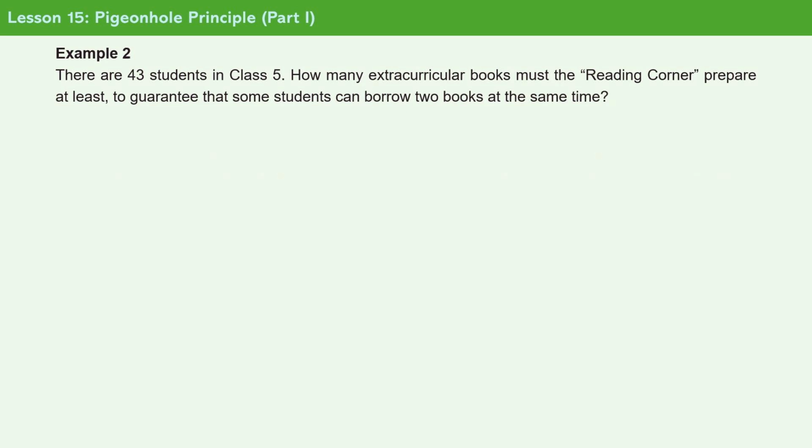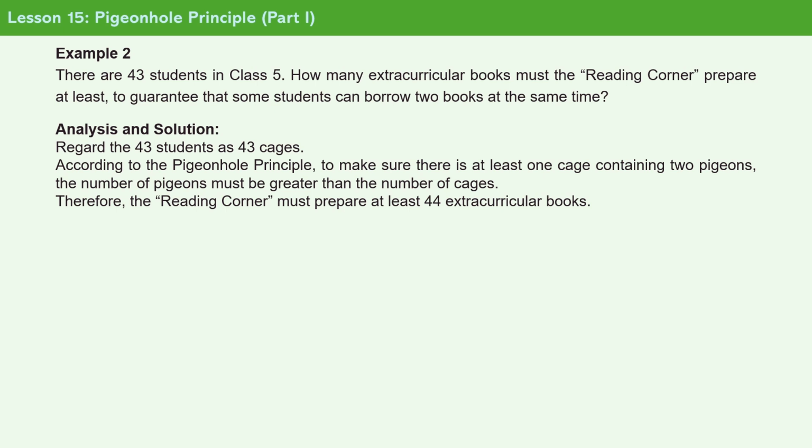Example 2: there are 43 students in Class 5. How many extracurricular books must the Reading Corner prepare at least, to guarantee that some students can borrow 2 books at the same time? Regard the 43 students as 43 cages. According to the Pigeonhole Principle, to make sure there is at least one cage containing 2 pigeons, the number of pigeons must be greater than the number of cages. Therefore, the Reading Corner must prepare at least 44 extracurricular books.